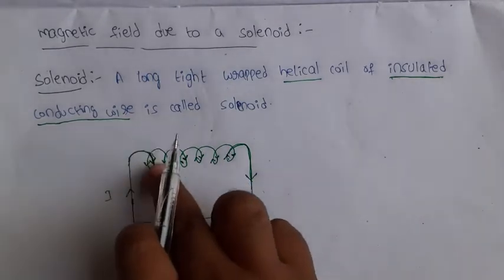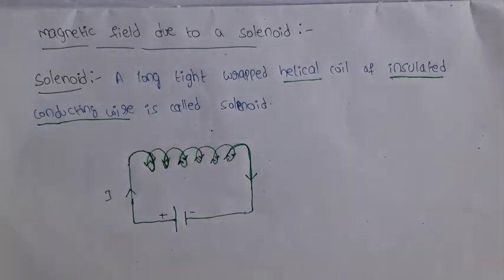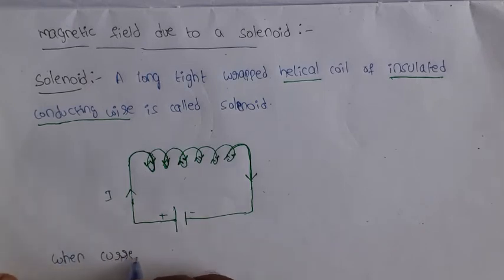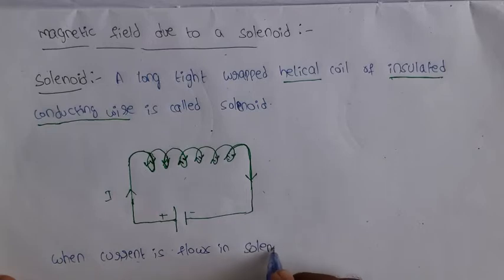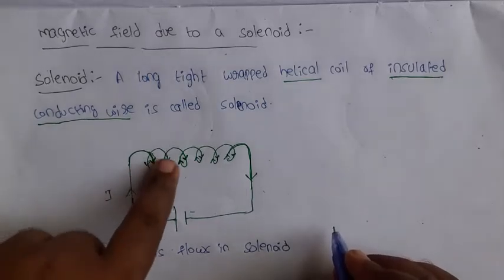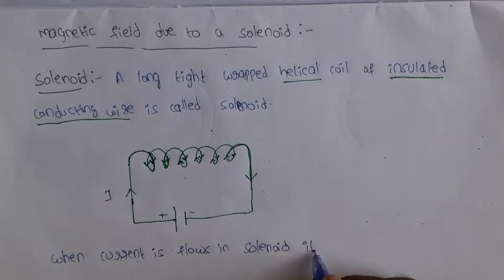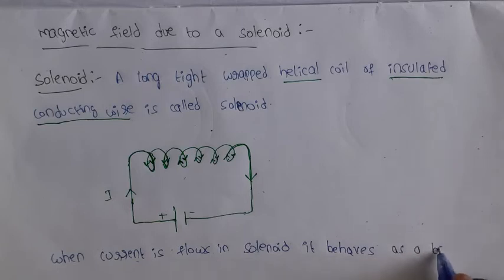When current flows in a solenoid, it behaves as a bar magnet.